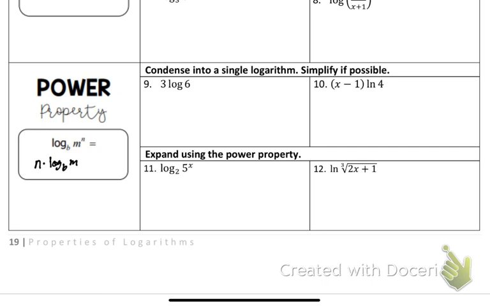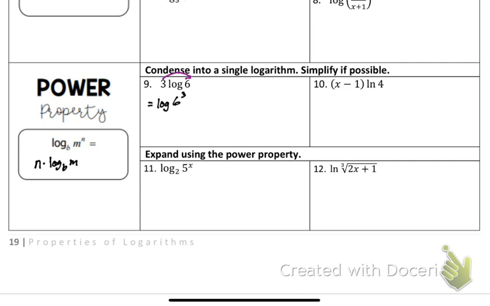All right, so our first one says condense into a single logarithm. When I say condense into a single logarithm, you better not have any numbers out front. It better just be log base something of some number. That's what condensing means. So what we need to do to that 3 is throw it in as an exponent. So we're going to have log base 10 of 6 cubed.